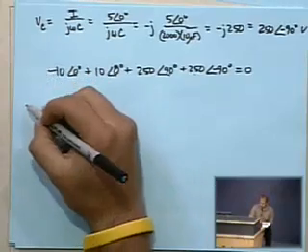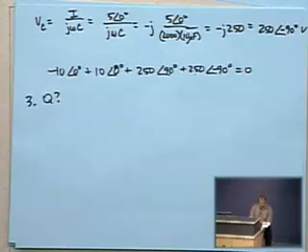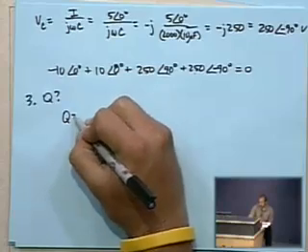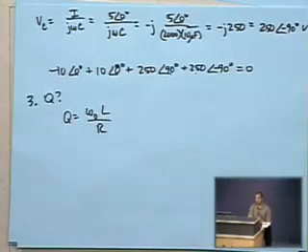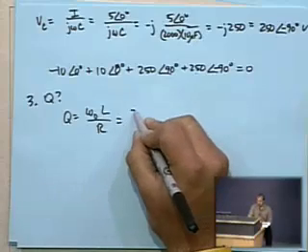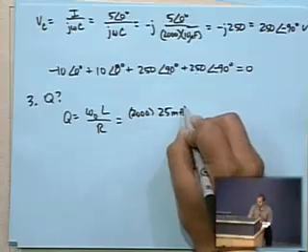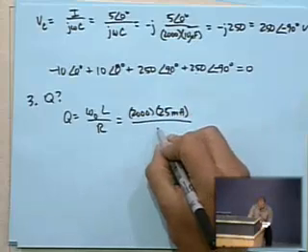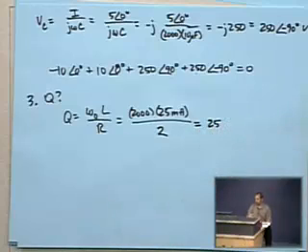Last thing, quality factor of the circuit. What is Q? Lots of different ways that we can solve for it. The one that I used specifically here was omega naught times L over R, but they're all equivalent, so they'll get you the same answer. That's 2,000 times 25 millihenries divided by the 2 ohms of resistance. That's 25. Plug in the numbers.